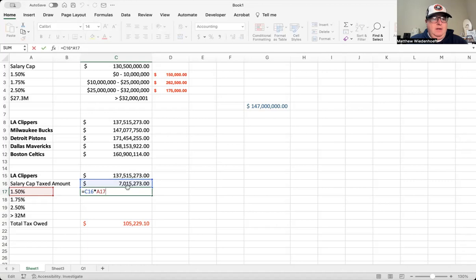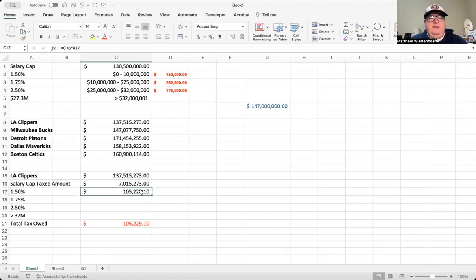This is how much they're over, and I'm going to multiply it by the percentage, which is 105,229.12. Are they in tier 2? No. Are they in tier 3? No. And are they over the $32 million mark? No. So their total cap owed is 105,229. This one's pretty easy. We can figure that out.